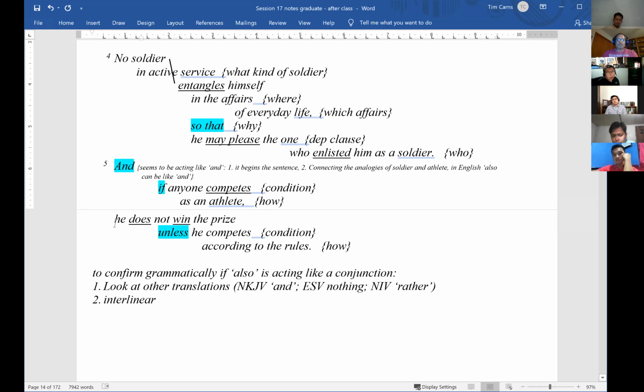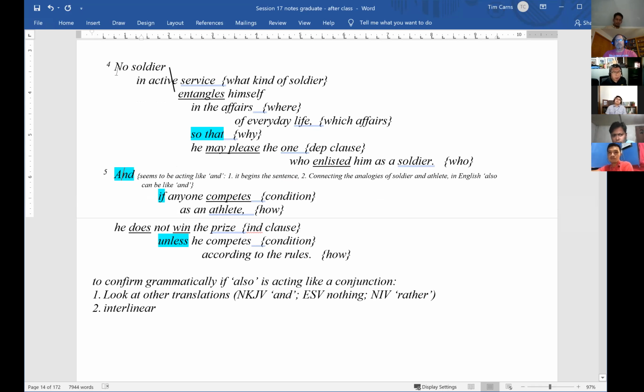And here's the main sentence. Again, it's coordinating, so I know this is an independent clause. How do I know that? Well, I confirmed that there's a coordinating conjunction that begins the verse, and therefore it's coordinating with verse 4. And in verse 4, no soldier entangles himself. That's Paul's first point.